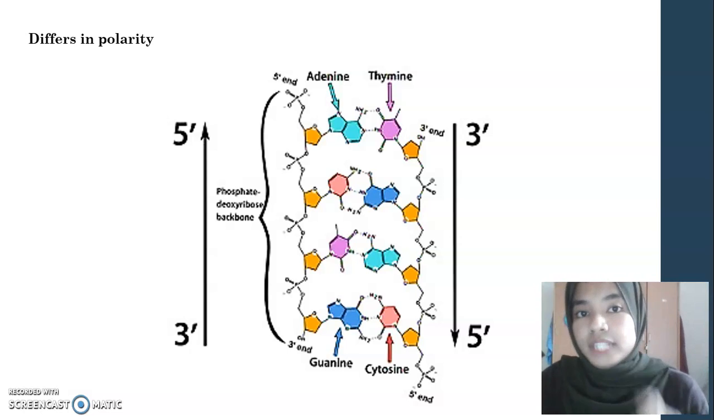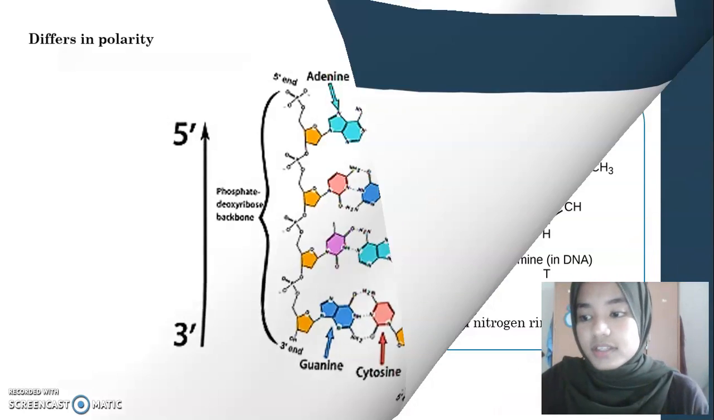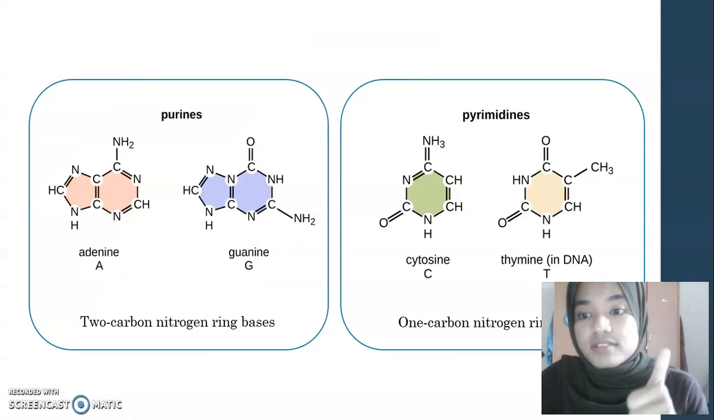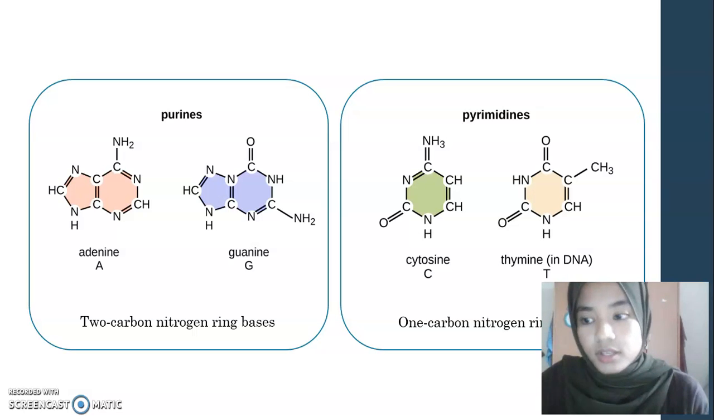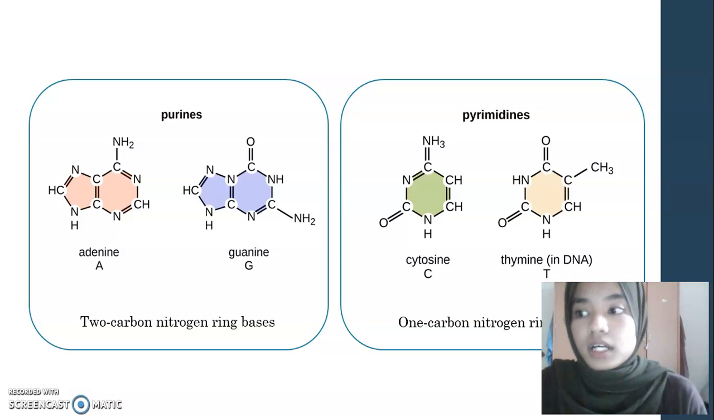There are two types of nitrogenous bases, which are purines and pyrimidines. The two carbon-nitrogen ring bases, adenine and guanine, are purines, while the one carbon-nitrogen ring bases, thymine and cytosine, are pyrimidines.